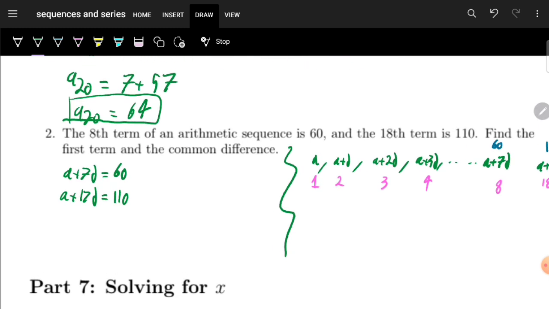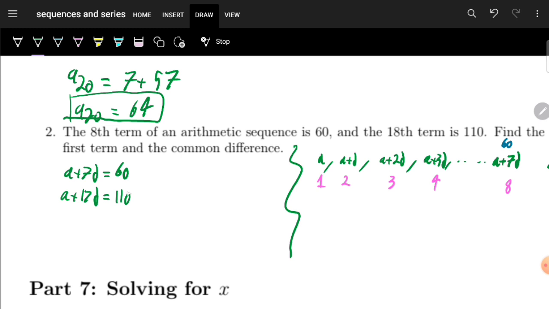Okay, let's have a look at how we would solve this. We're going to solve this by the method of substitution. So that's where we take one of these equations and we solve for one of the variables. I'll solve for a. So I'll subtract 7d from both sides and get a is equal to 60 minus 7d. And now that we have an expression for a, we will plug that in for a in the second equation.